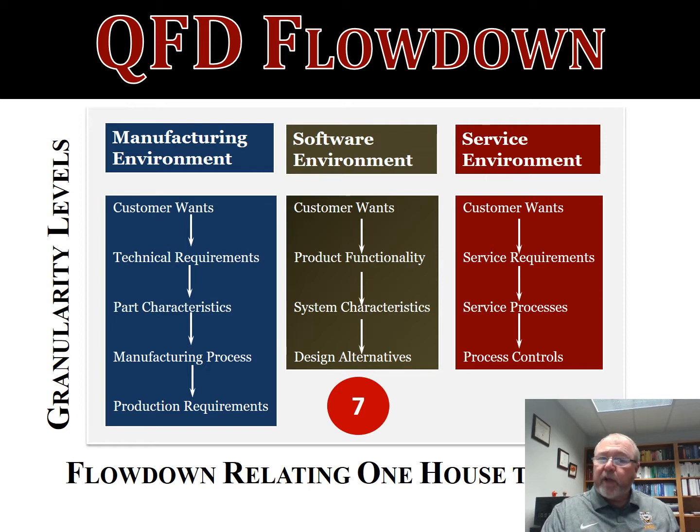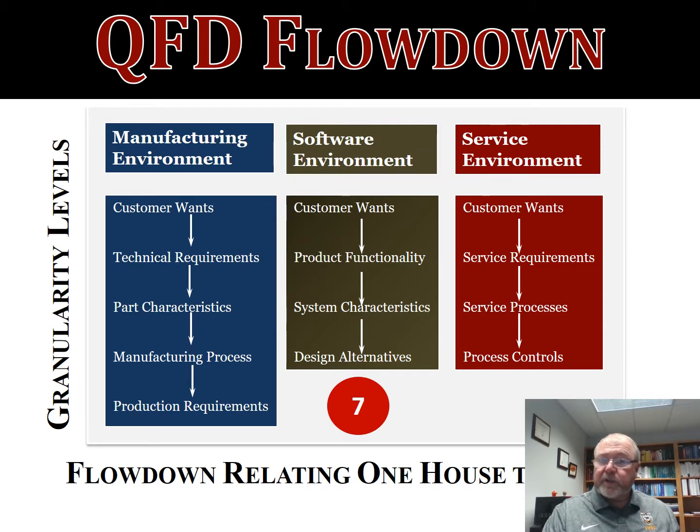In a software development or software environment setting, notice customer wants or customer needs are the whats, product functionality the hows in your first house of quality. In the second house of quality, product functionality becomes the whats, system characteristics the hows. And in the third house of quality, you would only go as far as three. System characteristics become the whats, design alternatives become the hows.